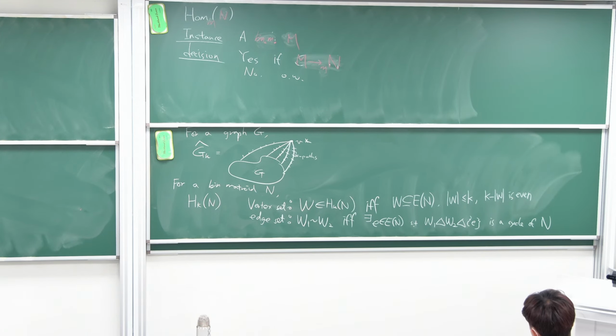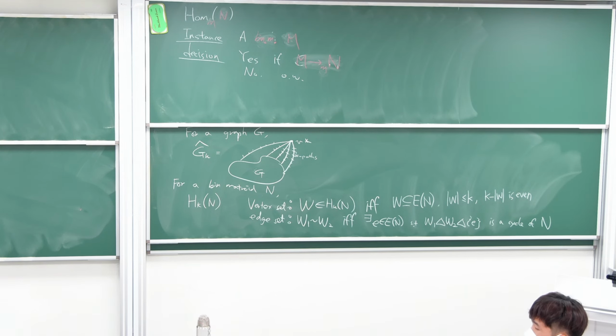So I will skip the proof; it is very similar to this one. Basically, you look at all subsets of size at most K with certain parity, right, and then edges are describing when you make a cycle. Let me explain briefly that.